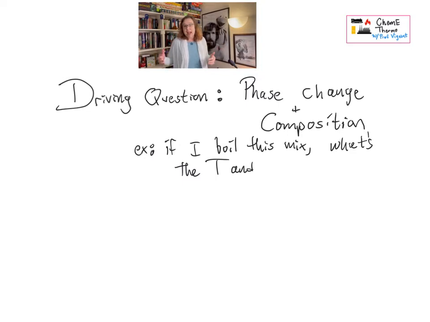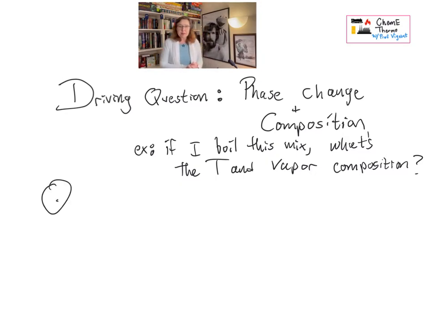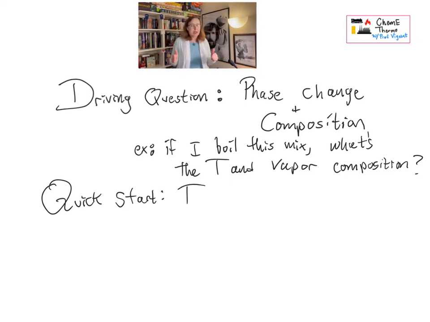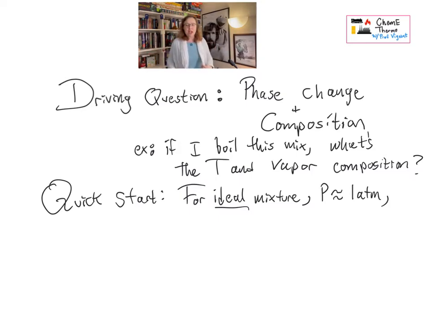So you can imagine I have two chemicals mixed together and I heat it up and I want to know at what temperature does it boil under atmospheric pressure and what is the composition of the vapor. And you've actually done this before. And so we're going to start with what I call the quick start version, which is just to remind you how you've done this previously. And how you've done this previously is that you've assumed that you had an ideal mixture, an ideal solution. And you've also assumed that you were around atmospheric pressure, not too high a pressure. And in that case, it is acceptable to use something called Raoult's law to determine phase equilibrium.